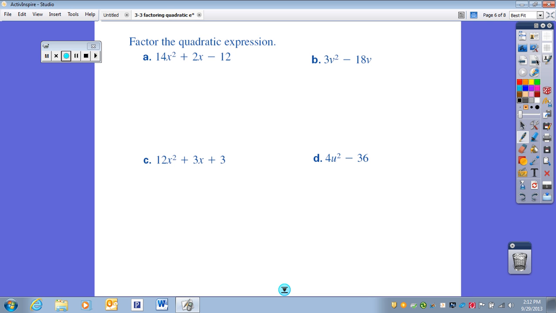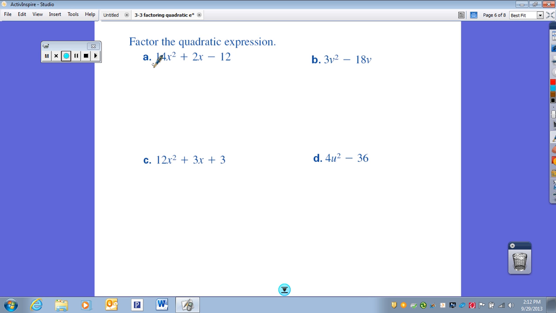Let's take a look at our next example. We have 14x squared plus 2x minus 12. When we are factoring, the first thing we want to do is to take a look and find our common monomial factor. In this case, we can divide all three of the terms by 2. So we're going to take that out first and divide them all by 2. Seven x squared plus x minus 6. Now, we need to factor completely, so we'll leave our common monomial factor of 2, and then we'll go from there.